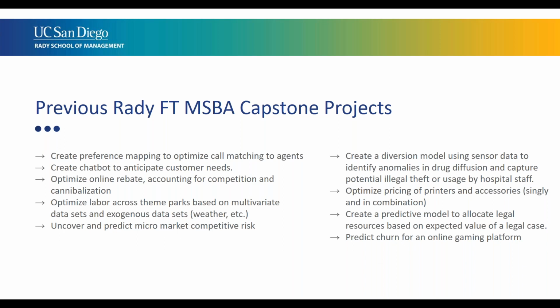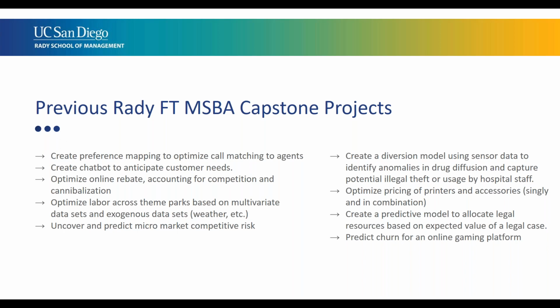There are a wide variety of types of projects. You can see some here. For example, optimizing online rebate, accounting for competition and cannibalization. That is essentially a company asking, if we want to offer a coupon, what's the ideal amount? How many people are going to use it? Optimizing labor across theme parks based on different variables, right? So the theme park has multiple locations and they're trying to figure out how they should be staffed. How does things like weather impact how many people are going to show up, and then does that impact how many people they should have staffed?